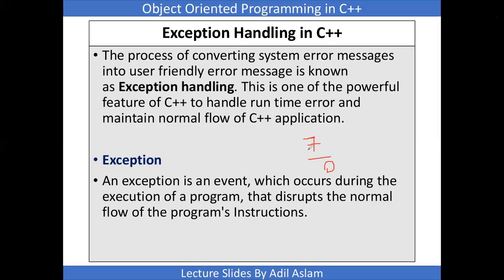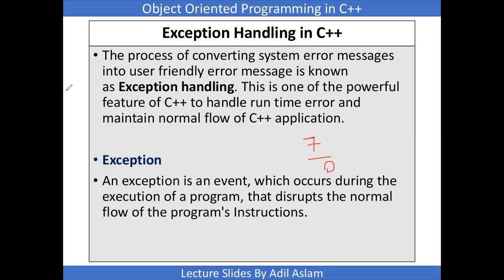Now the compiler doesn't know the result of 7 by 0, because we know in maths 7 by 0 is undefined, right? So in that case, what should the compiler do? Because this is not a mathematical scenario, you have to print that this is an undefined result. So this is called one type of exception.